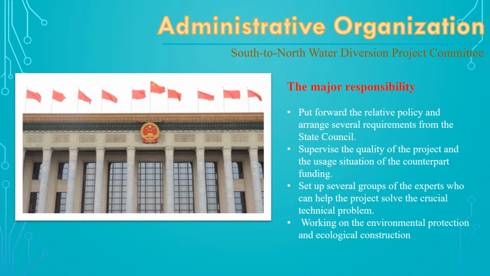For the administrative organization of the project, on December 28, 2003, the State Council of China established the South to North Water Diversion Project Committee, which is responsible for the entire work of the project. The major responsibility of this committee is to put forward the relative policy and arrange the several requirements from the State Council. Also, the committee needs to supervise the quality of the project and the use of the counterpart funding. The committee should set up several groups of experts who can help the project solve the crucial technical problems, and they can work on environmental protection and ecological construction.